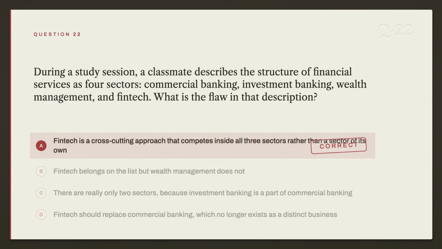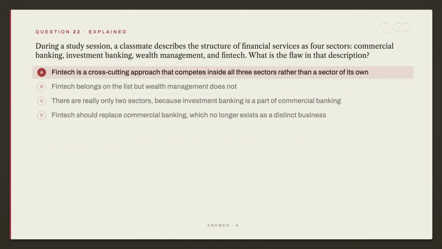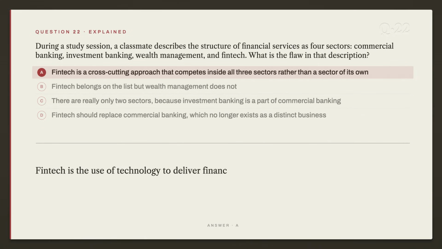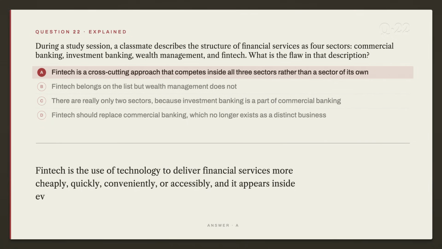The correct answer is A. Fintech is a cross-cutting approach that competes inside all 3 sectors rather than a sector of its own. A is correct because fintech is the use of technology to deliver financial services more cheaply, quickly, conveniently, or accessibly, and it appears inside every sector rather than beside them. A payments fintech competes on commercial banking's turf, a robo-advisor on wealth management's, and a crowdfunding platform on investment banking's. Listing it as a 4th sector is one of the most frequently tested errors on this material.